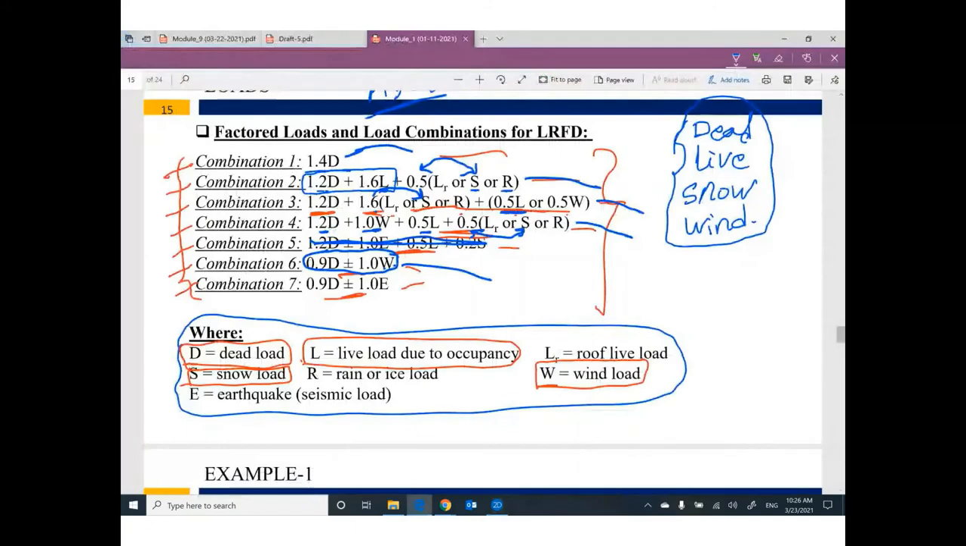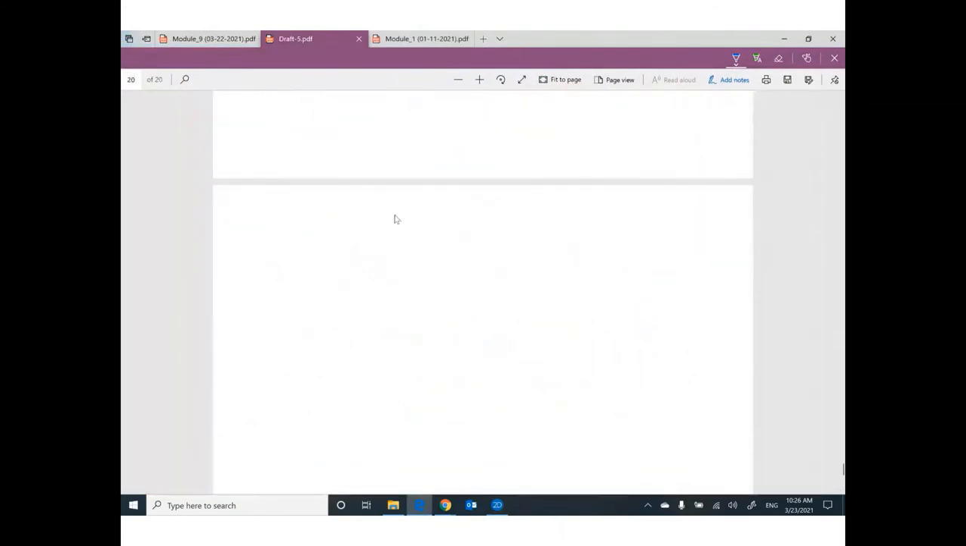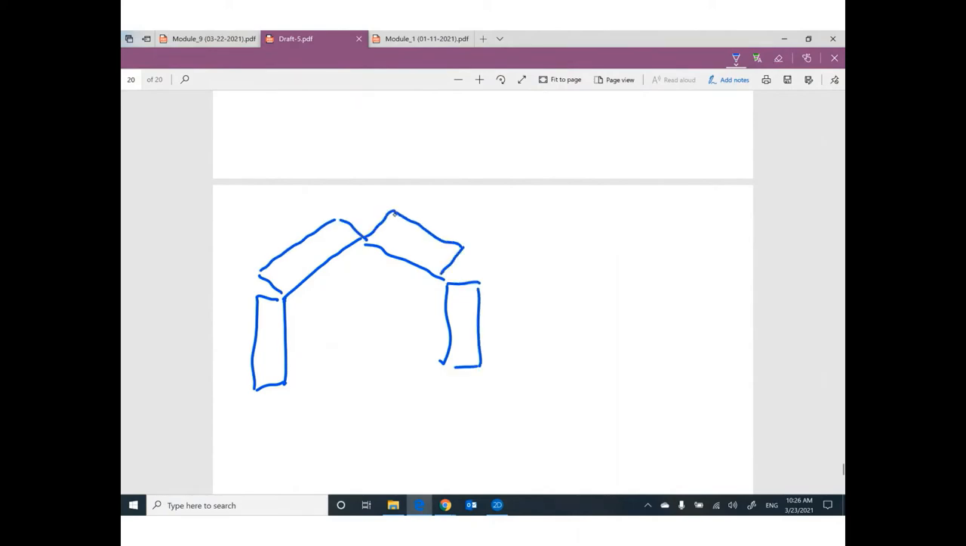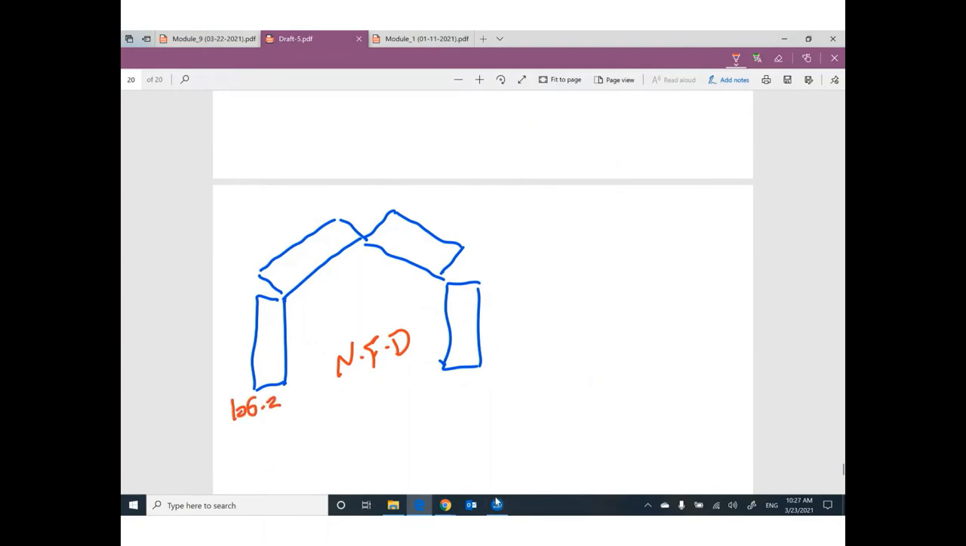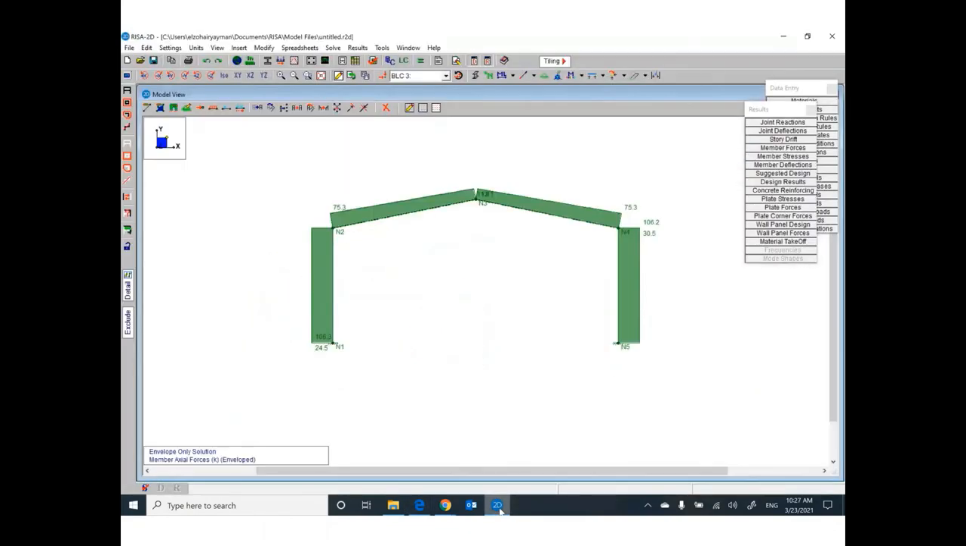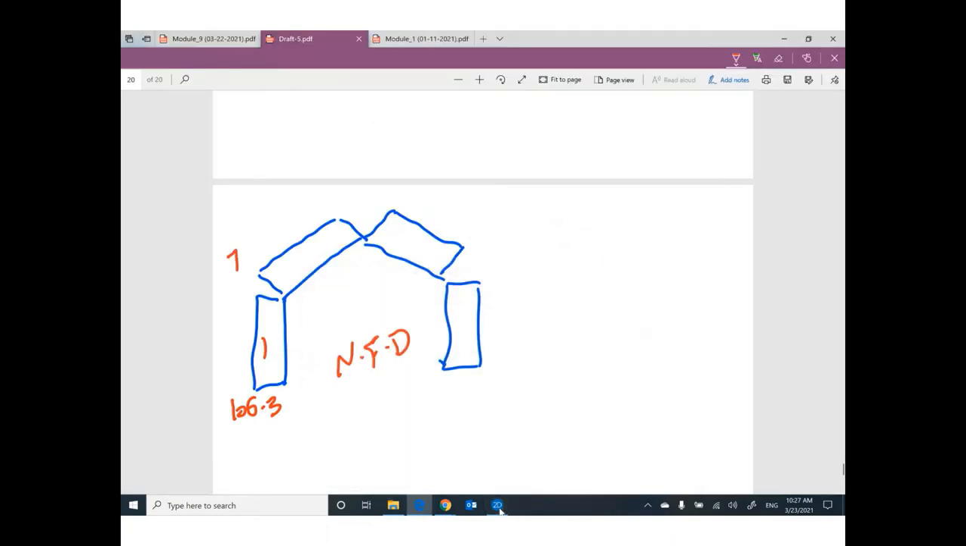I can draw, this one is here, so this frame has axial force, like this. The values, normal force diagram. The value here, 106.3 compression. The value here is 75.3. And the same here, 75. No, not the same because it's not symmetric.